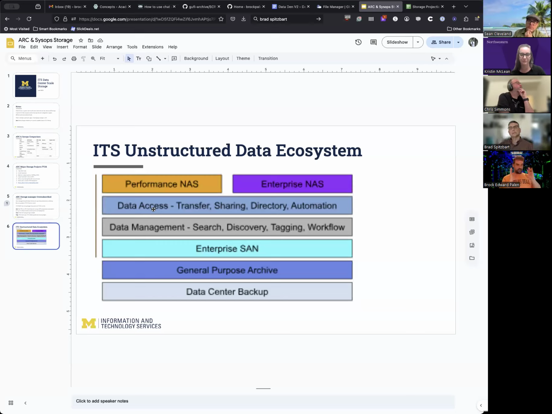But a lot of times people forget that you need a good identity system. You need a way to share data. You need a way to move data across institutional boundaries. And you need auditing and all these other things to make sure you're compliant with all these different requirements.